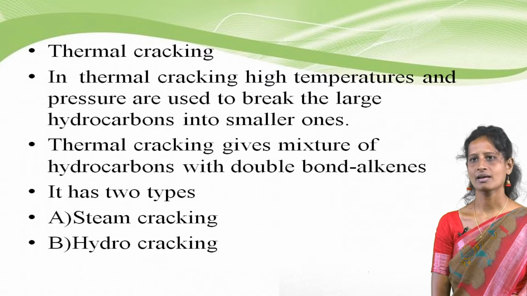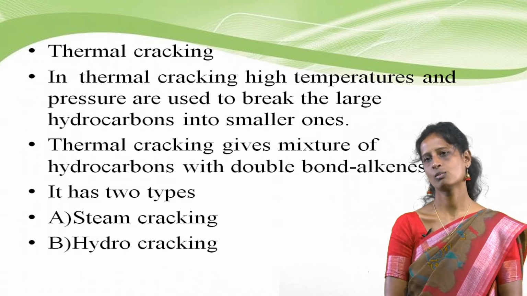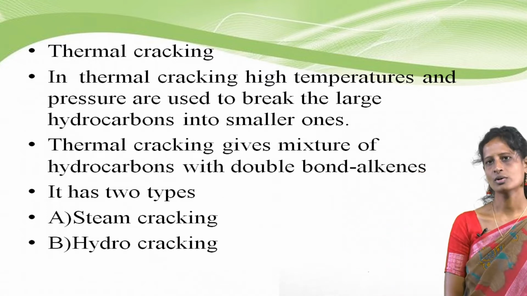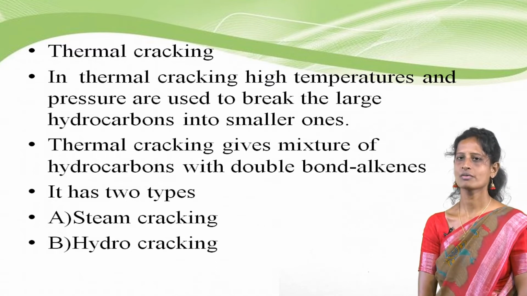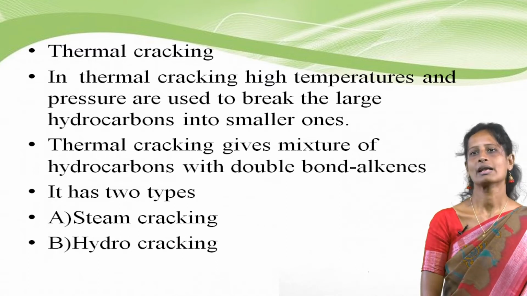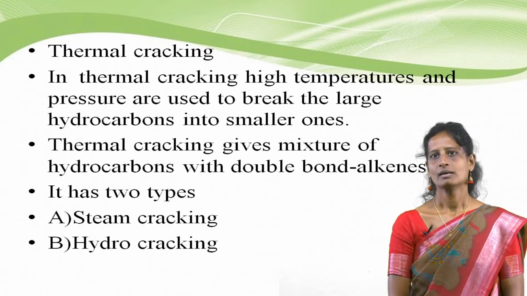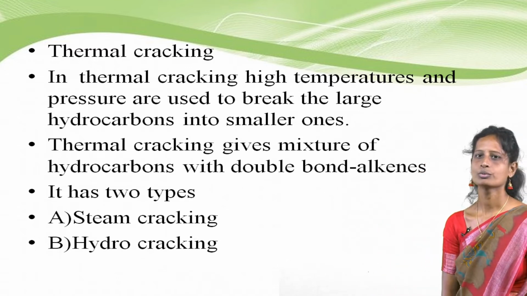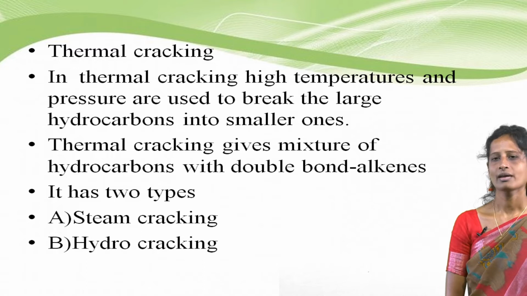Next, thermal cracking gives a mixture of hydrocarbons with double bonds, the alkenes. Thermal cracking is further classified into types: steam cracking and hydro cracking.